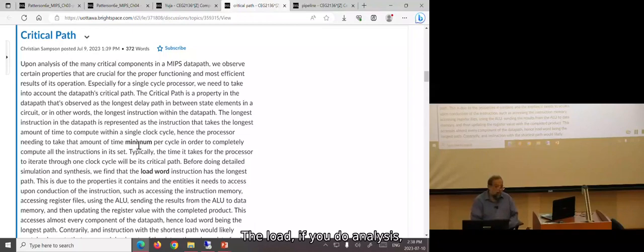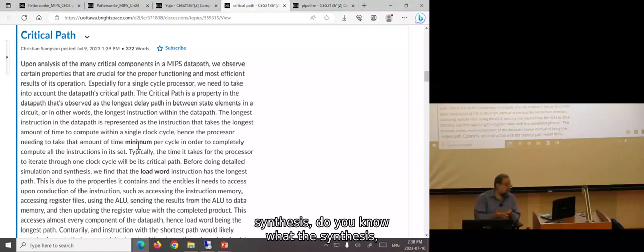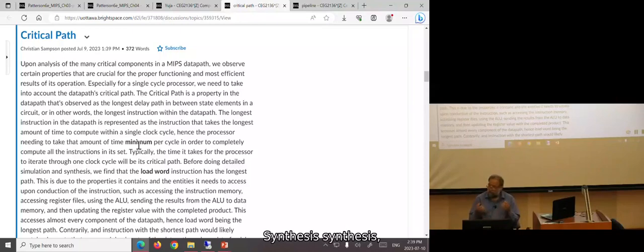If you do analysis, synthesis, do you know what is synthesis? I guess you have done it in the lab. Synthesis? Nobody? You know simulation, yeah? Okay. What is synthesis? Synthesis means making, generating. It was like compiling all the VHDL and whatever. Okay, to compile to what? To the FPGA.